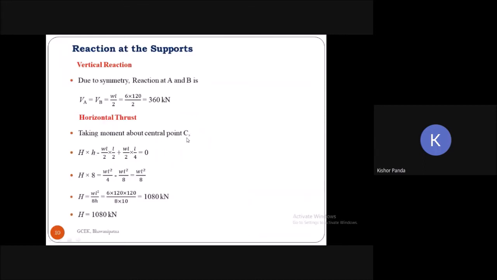Taking moment about central point C, H into h minus WL by 2 into L by 2 plus WL by 2 into L by 4 is equal to 0. Then after simplification, H is equal to WL square by 8h. Then you will get H is equal to 1080 kilonewton. This is the horizontal thrust at the supports, is equal to 1080 kilonewton.